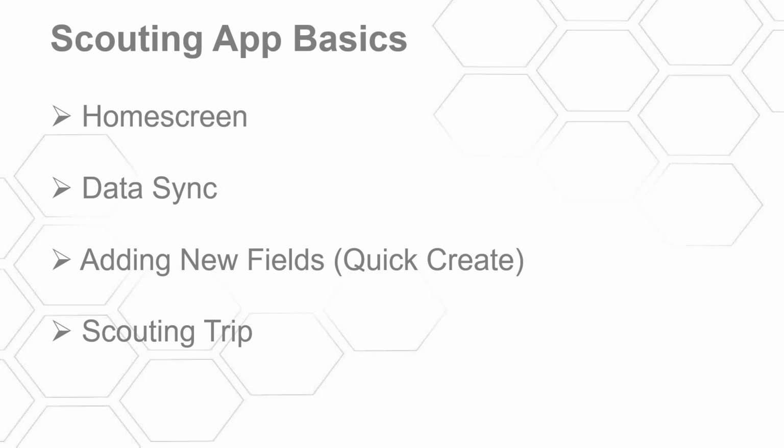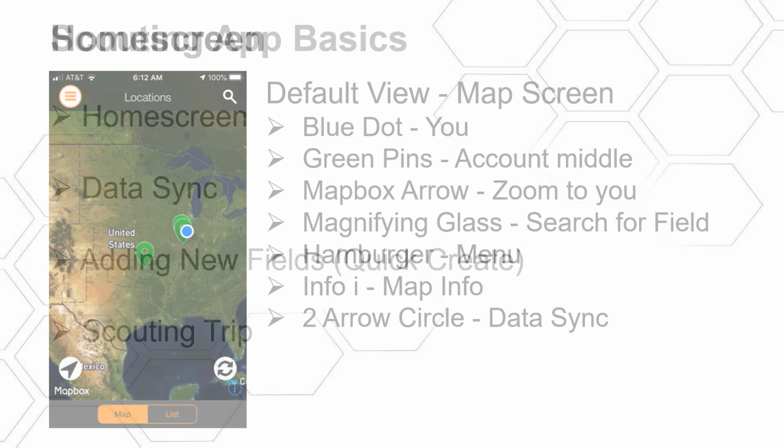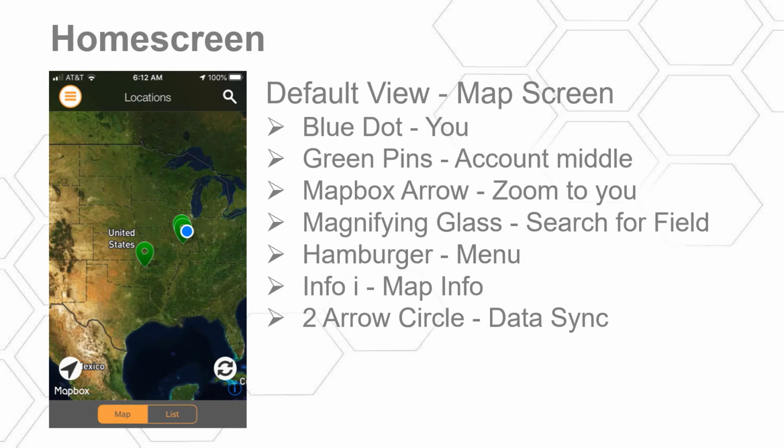So today we're going to look at four aspects of the Scouting App: home screen, data sync, adding new fields called Quick Create, and the scouting trip itself. We'll look at the basics for each one of these. The home screen opens up to the map view in all cases as the default. There's a lot of information here, and we want to walk through that right now.